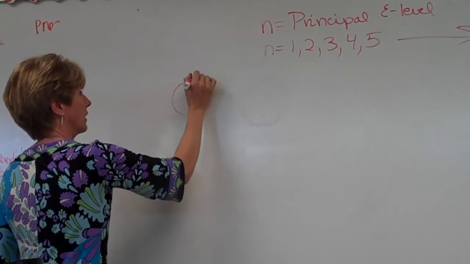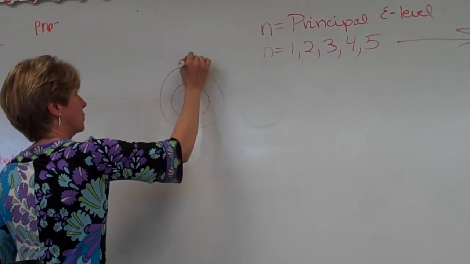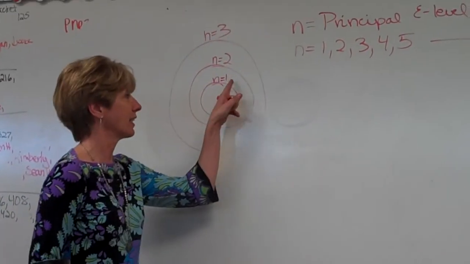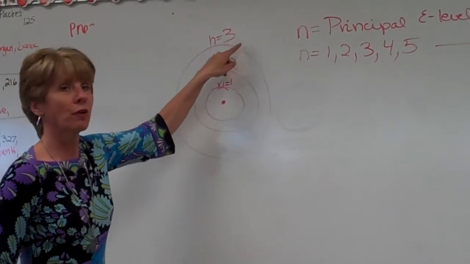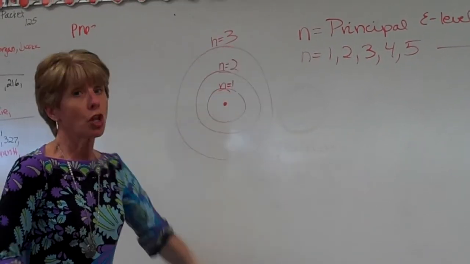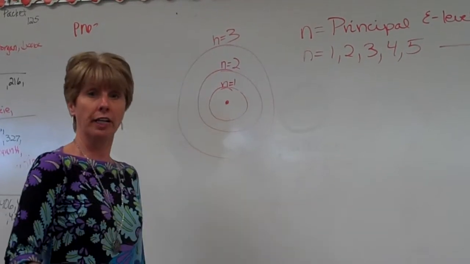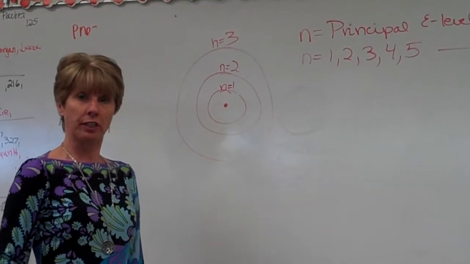N equals 1. N equals 2. N equals 3. The lower the energy level, the lower the amount of energy. The closer to the nucleus, the smaller the electron cloud.